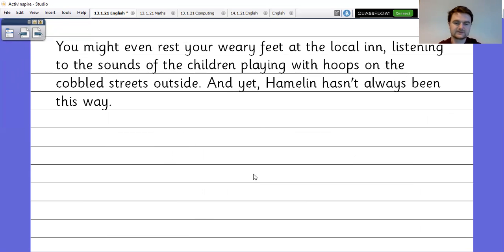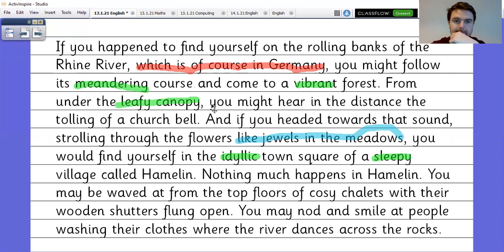So you can see I've tried to go for that slightly informal tone, tried to include some ways of showing what the destination is like and some ways of showing what the era is like as well. So let me show you the bits that I highlighted. I've used a relative clause in that first sentence, which is, of course, in Germany. That, of course, as well tries to keep with the informal tone of the preamble.